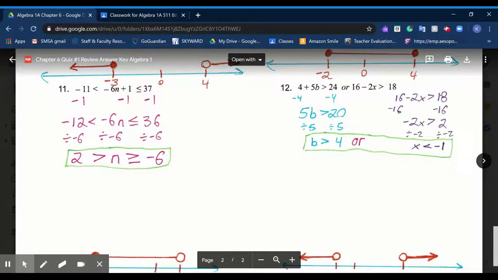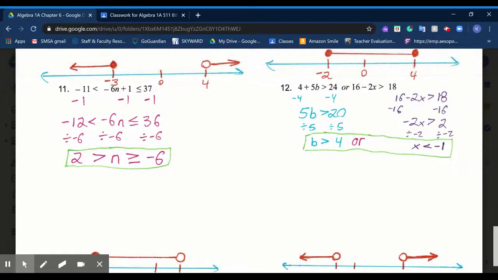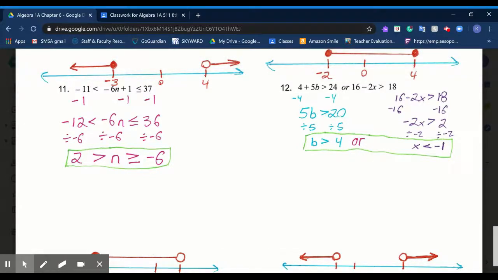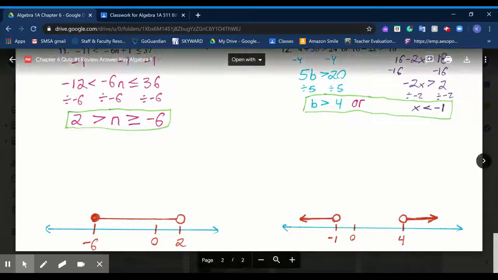Then 11, we have the variable in the middle, so it's another and scenario. So I know the two answers will be connected. So we have to start with subtracting 1 from all parts, and then dividing by -6, which causes both signs to flip. So our final solution would be n is less than 2 and greater than or equal to -6. So we have a filled in circle at -6, open circle at 2, segment connecting.